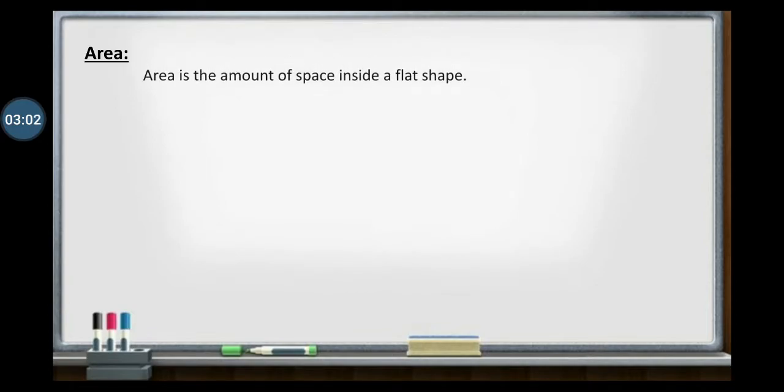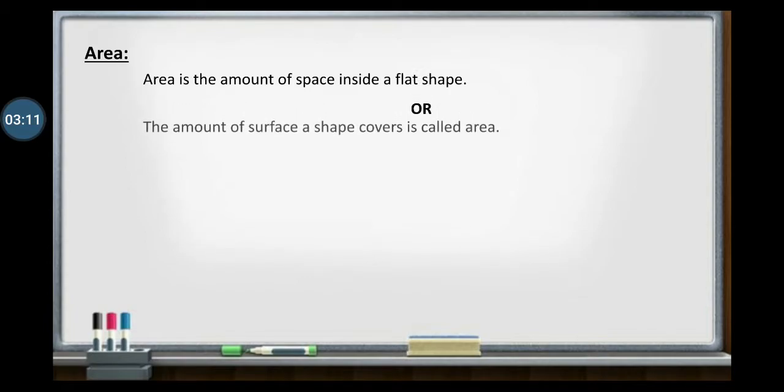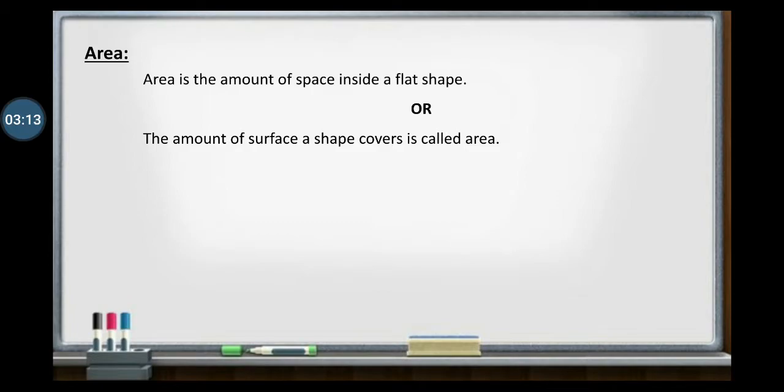Now let's learn about the area. Area is the amount of space inside a flat shape, or the amount of surface a shape covers is called area. The difference between area and perimeter is, the perimeter is the distance around the shape or figure, meaning outside of the shape, but the area always covers the surface that is inside the shape.